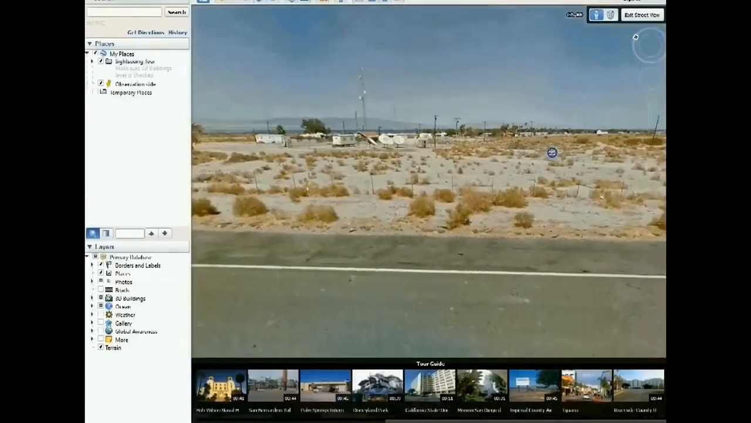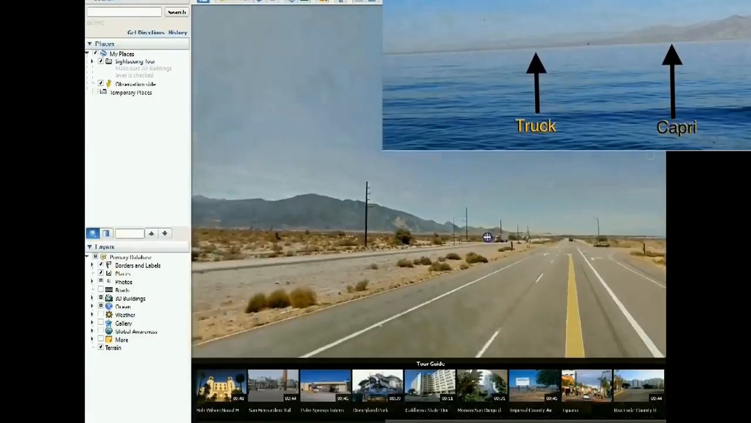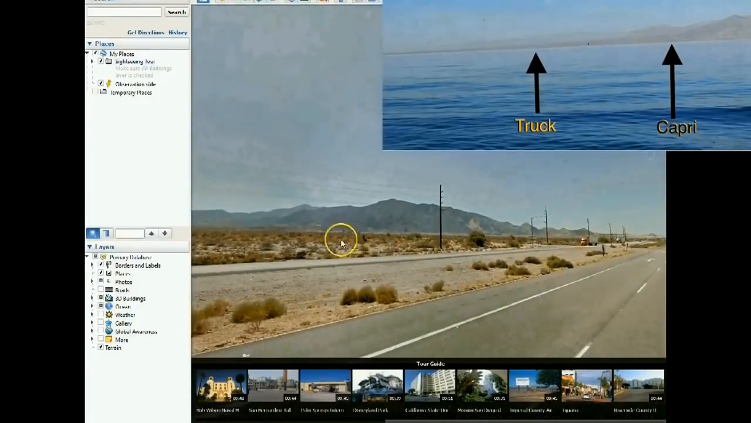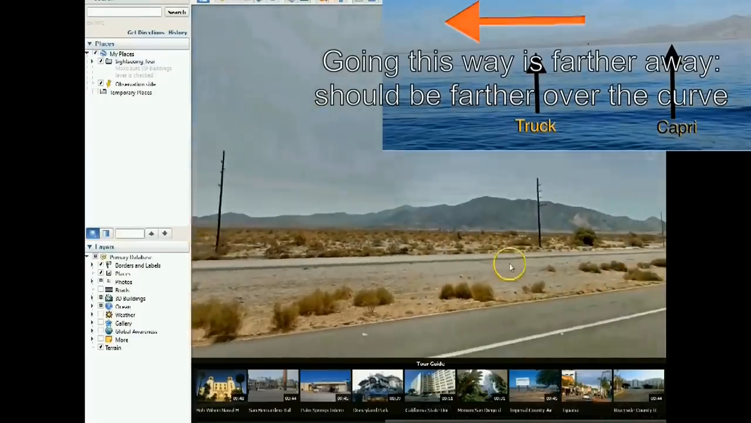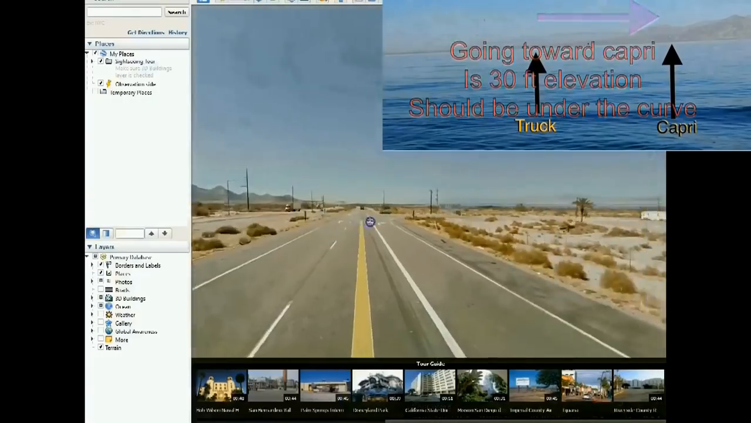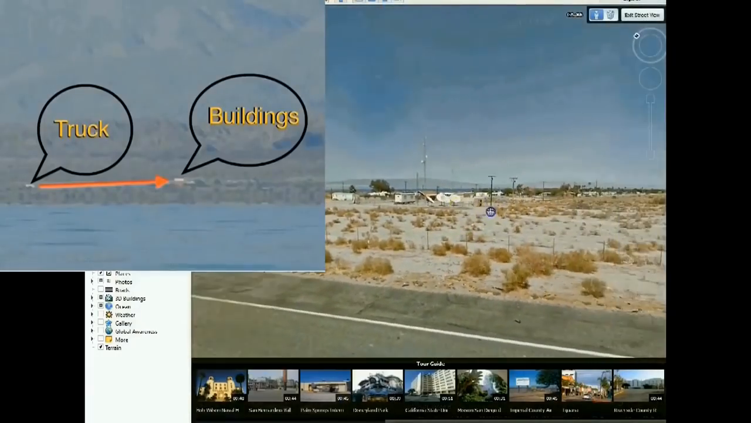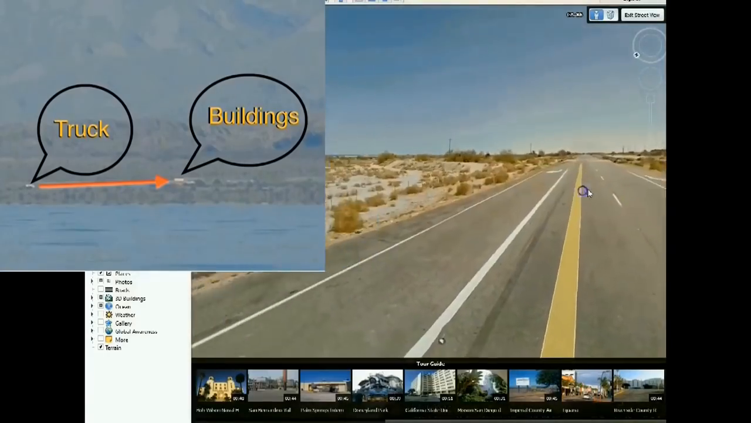Okay, so I think the truck was somewhere around Salton Sea Beach. I looked at it both from the observation side and this side. You can see the mountains are kind of ending over here. And it drove up way up here is Capri. And then you can see the truck is kind of heading towards some buildings. There's some buildings here. These are really the only ones here.